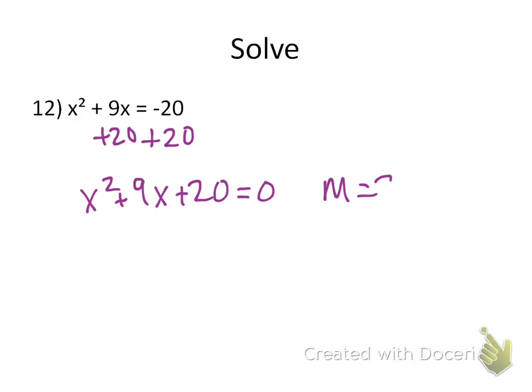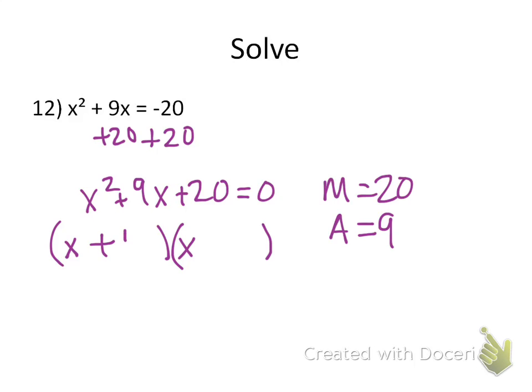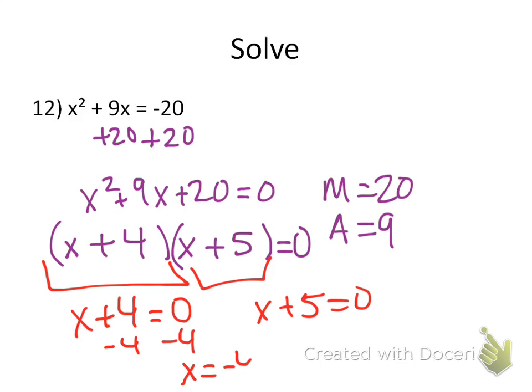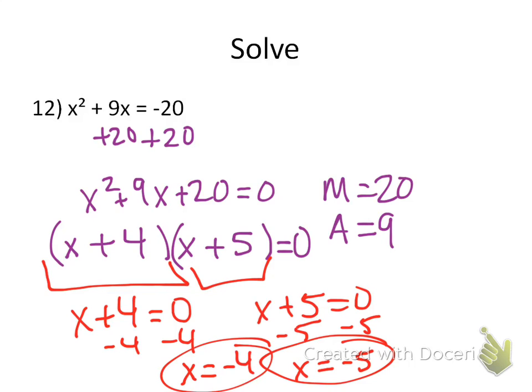Good. My m is 20. My a is 9. Anyone know what they are? Good. What do I go back and divide by? Nothing, because my lead coefficient is 1. So I'm actually ready to set up the binomials equal to 0. So we get negative 4. And we get negative 5. Any questions on this?